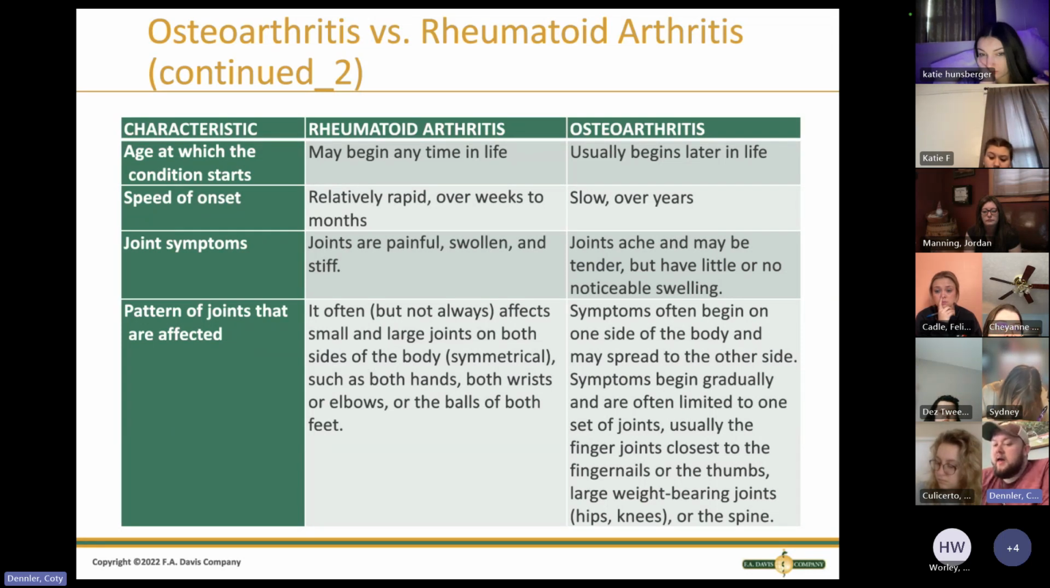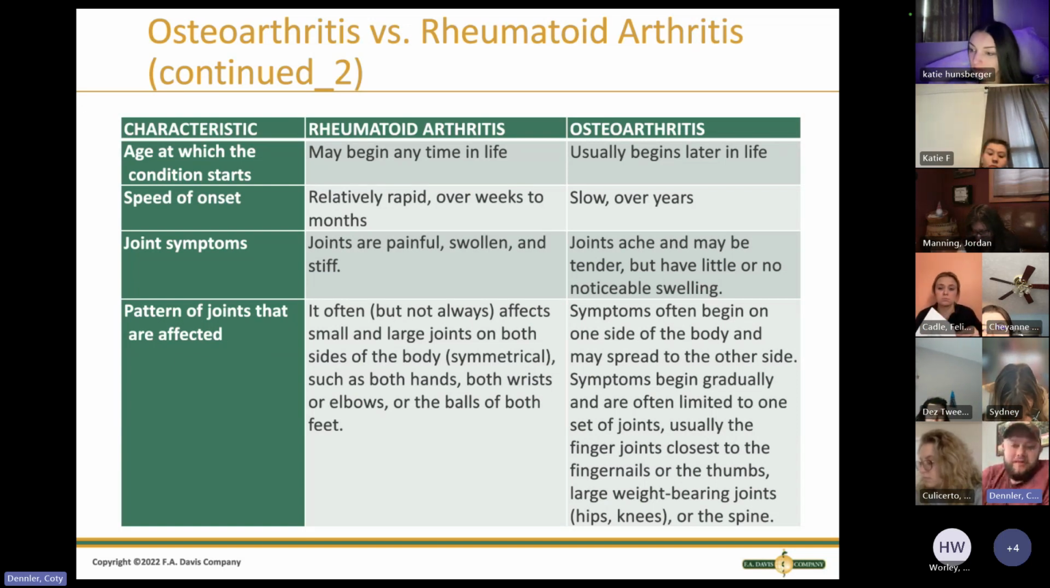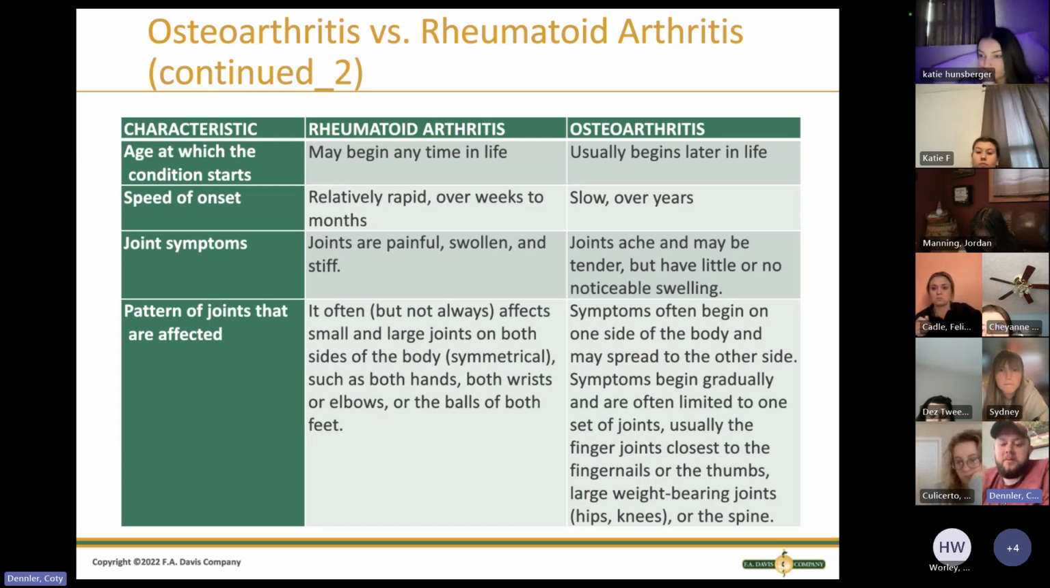Now with OA, normally you start to see it on one side. An example is if your left knee starts hurting and it's osteoarthritis, and then you start babying it more, and you start walking a lot more on your opposite knee. Then you're starting to get symptoms in both knees because you babied one and started putting more wear on the other.